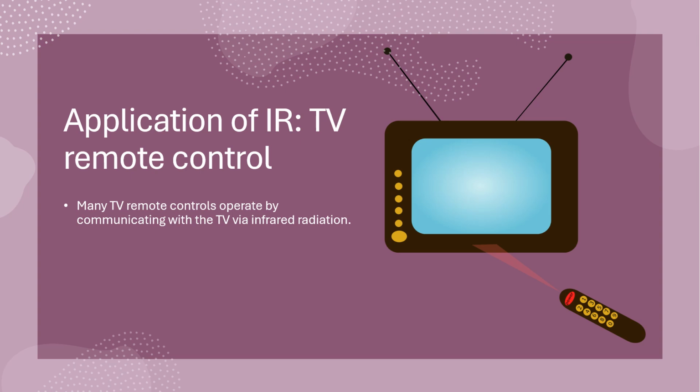Another area which probably all of us are most familiar with is our TV remote control. Most of the older ones, and they're changing them now, shoot out a beam of IR at the TV. That's why you have to point it at the TV, and then that sends the information on what channel you want to watch, or changes the volume, or all the different things you can do with the remote control.